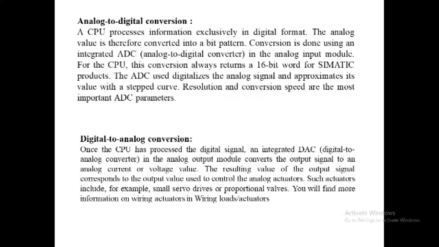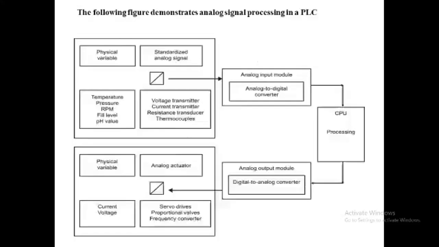Then digital to analog conversion is needed once the CPU has processed the digital signal. An integrated DAC, that is digital to analog converter, in the analog output module converts the output signal to an analog current or voltage value. The resulting value of the output signal corresponds to an output value used to control the analog actuator. Such actuators include, for example, a small servo drive or proportional valve. You will find more information on wiring the actuator in wiring loads or actuators.